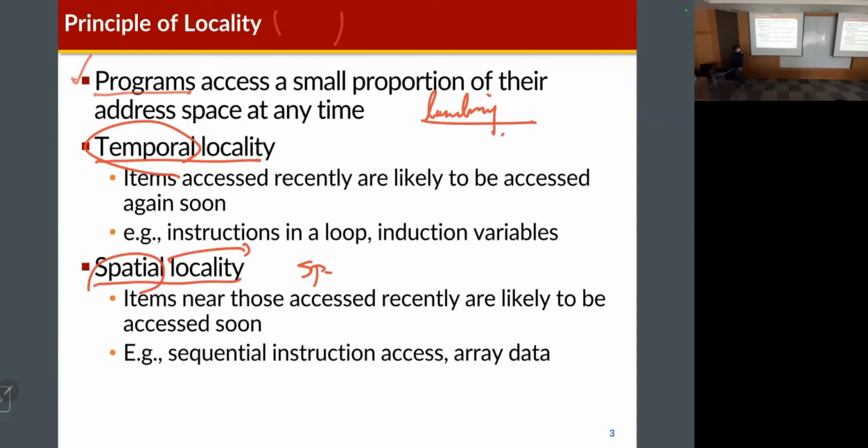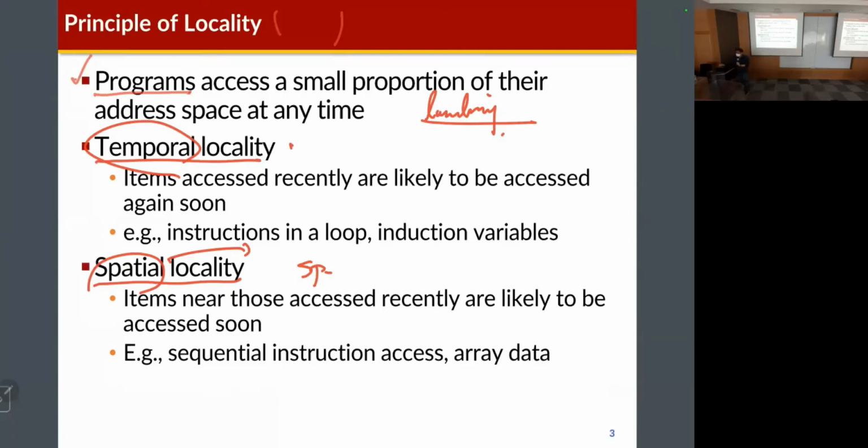Temporal locality means that if a data or an item is accessed, then in the near future, the same item or same data will be accessed with high probability. That is temporal locality. In other words, temporal locality means that the same data is accessed repeatedly, again and again. We can find an example of temporal locality in our code.